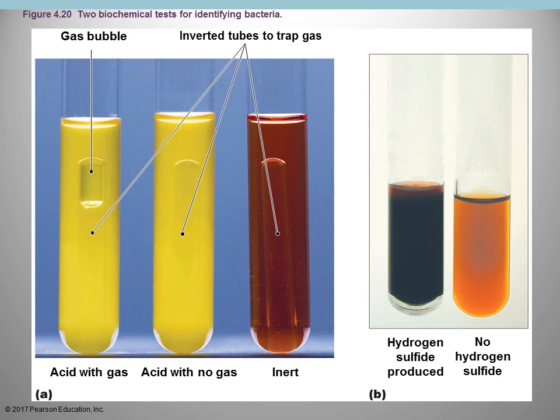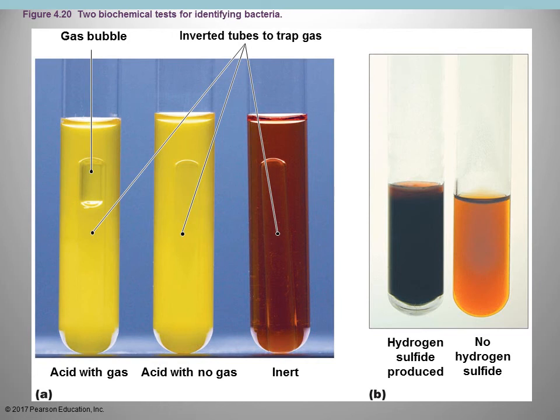Now, in this particular test, you also have a smaller tube inside the big tube that's inverted. And initially, it's completely filled with fluid. And what you're looking for is sometimes the fermentation process will produce only an acid, but sometimes it will also produce gas. And that inverted tube is catching the gas, and you see a gas bubble. So you would record it as acid with gas.